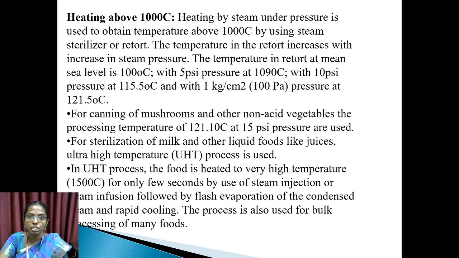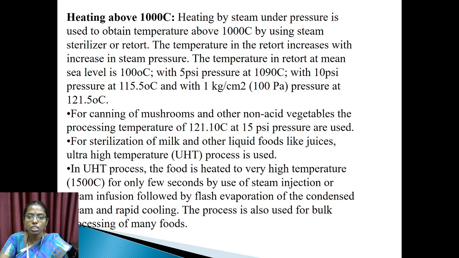Heating above 100 degrees Celsius. Heating by steam under pressure is used to obtain temperatures above 100 degrees Celsius by using a steam sterilizer or retort. The temperature in a retort increases with increase in steam pressure. The temperature in a retort at mean sea level is 100 degrees Celsius, with 5 psi pressure it is 109 degrees Celsius, with 10 psi pressure 115.5 degrees Celsius, and with 1 kg per centimeter square pressure 121.5 degrees Celsius. For canning mushrooms and other non-acid vegetables, a processing temperature of 121.1 degrees Celsius at 15 psi pressure is used.